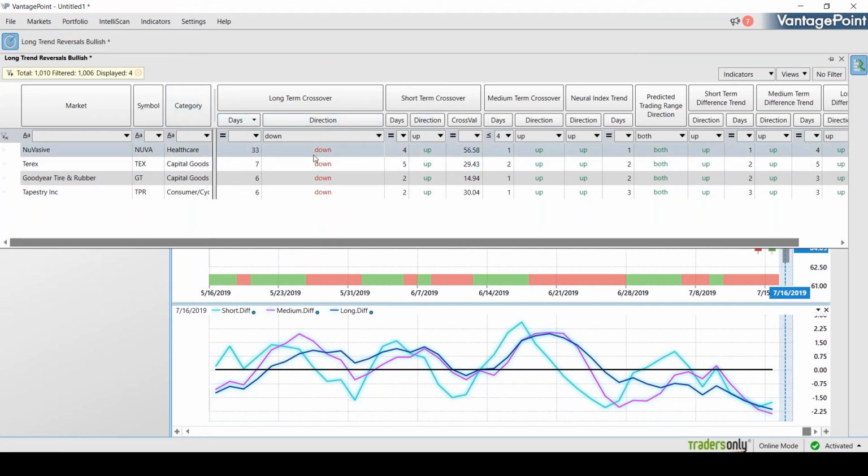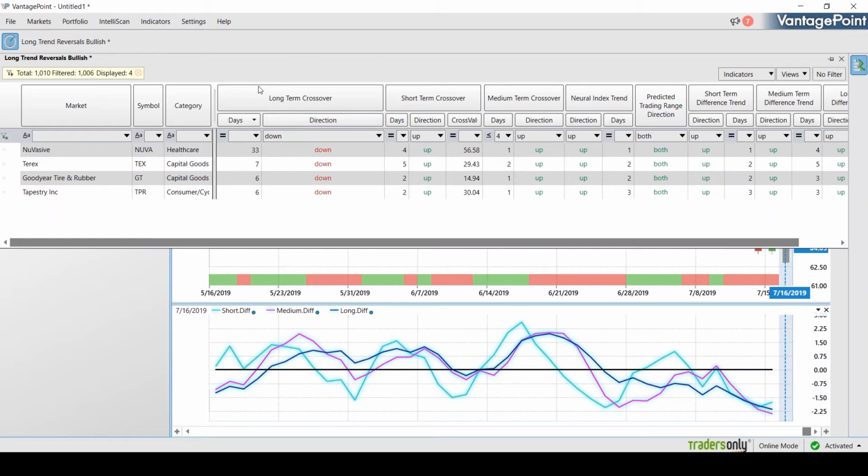Now let's take a look at this one together. It's a little bit larger, as you can see. So we're gonna take our time going through this one. Now you'll notice that over here on the left, let's start with this first filter. We've got the long-term crossover. Now we've got this filtered down. Now some of you may be wondering, well, why would you have it filtered down if this is your bullish scan? Great question. Let's dig a little deeper and find out.